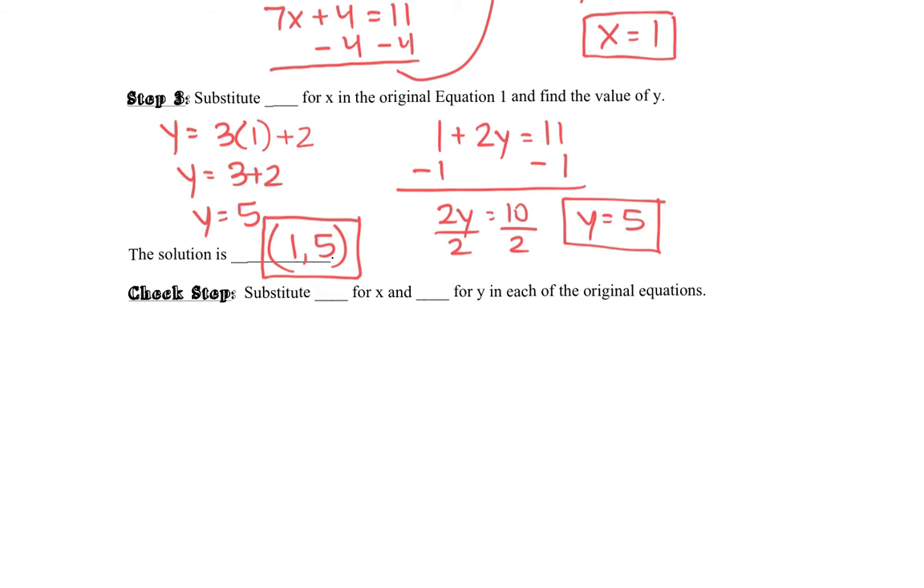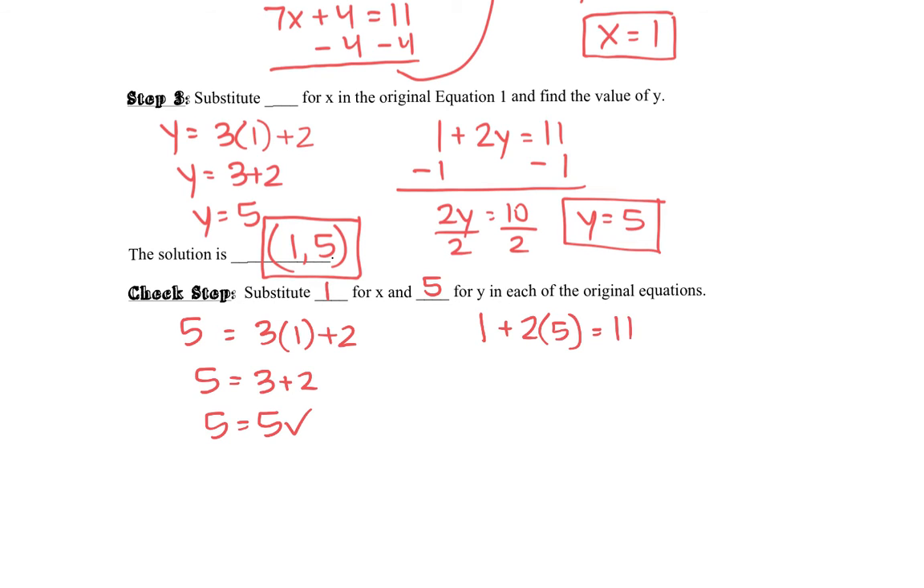So into each of my equations, I'm going to plug in 1 for x and 5 for y and make sure I get a true statement. So the first equation would be 5 equals 3 times 1 plus 2. So this is 5 equals 3 plus 2. So 5 equals 5. Yep, that's a true statement. In my next one, I have 1 plus 2 times 5 equals 11. So this would be 1 plus 10, and that is 11. And so you'll notice, because I got true statements for both equations, I know that I found the right solution, which is the ordered pair 1, 5.